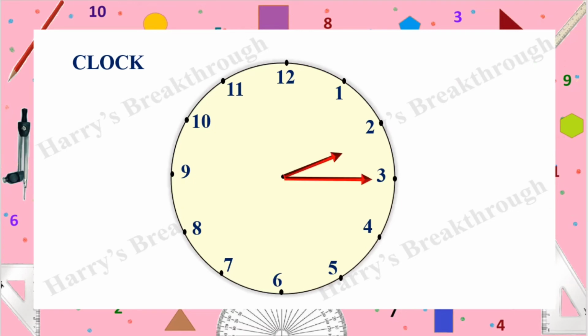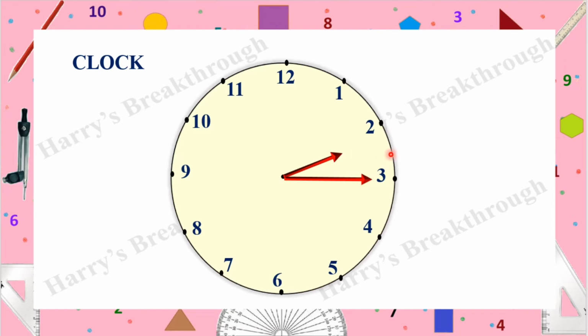Next, the time is 2:15. 2 hours 15 minutes, or we can say 2:15. So what will be the angle between these two hands? If we look carefully, we can see that this hour hand is not exactly at 2. It is slightly moved. And we know that this minute hand moved about 90 degrees from 12. That means 1/4 part. And this hour hand also rotated or moved 1/4 part.